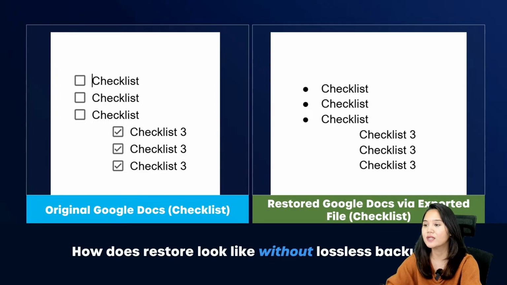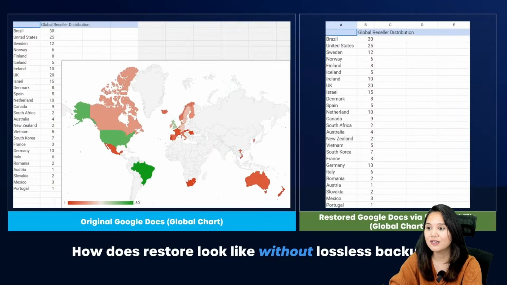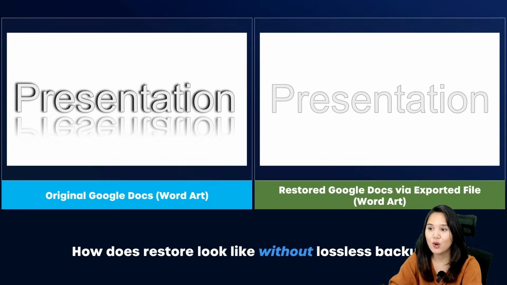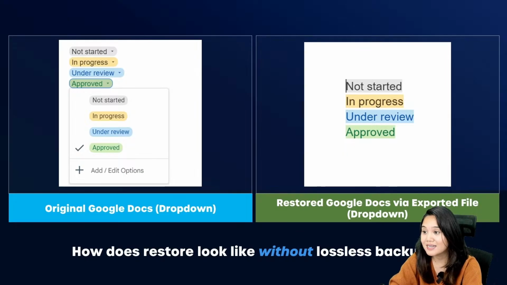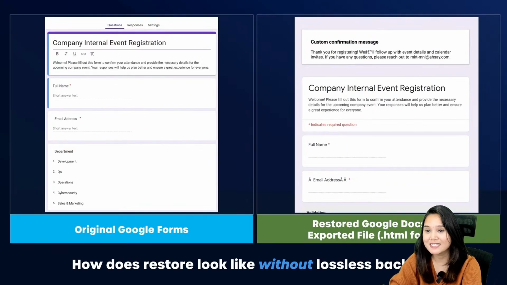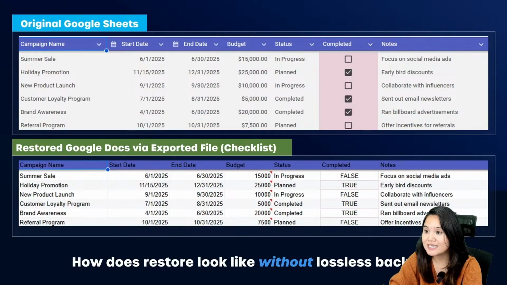For example, checklists stop working, charts disappear, word art in presentations turns plain, drop-downs flatten, forms turn static, and even sheets lose their interactivity. So what once kept your team moving smoothly becomes plain text and unusable files. The real cost is not just lost data, it's broken workflows, wasted time, and reduced productivity.